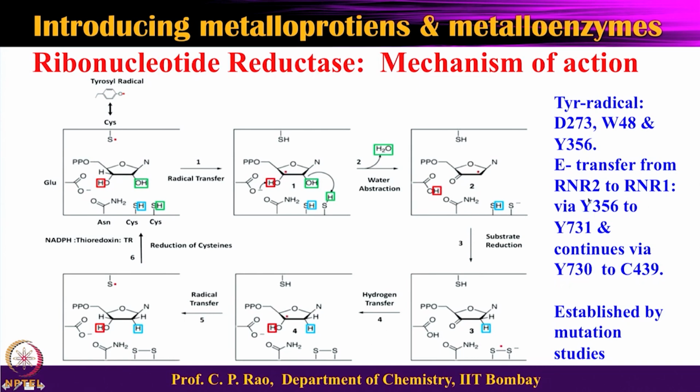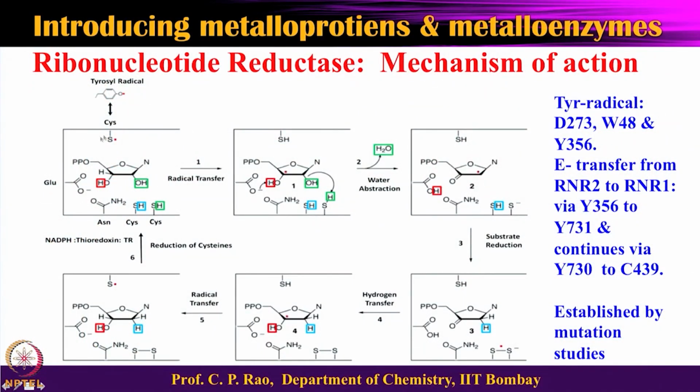So, going from one tyrosine to the other tyrosine and then the other tyrosine and then to the cysteine. So, that is how this whole thing happens. Another aspect I have forgotten to tell you is that RNR1 also has a compartment for binding of the substrate. So, what are the substrates here? The substrates here are the ribonucleotides.